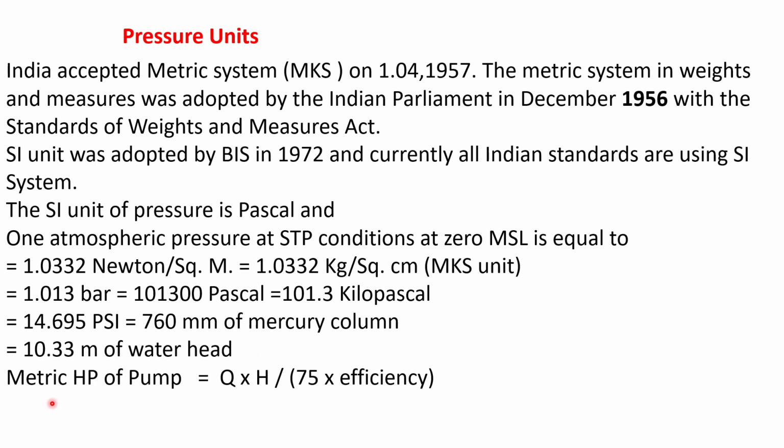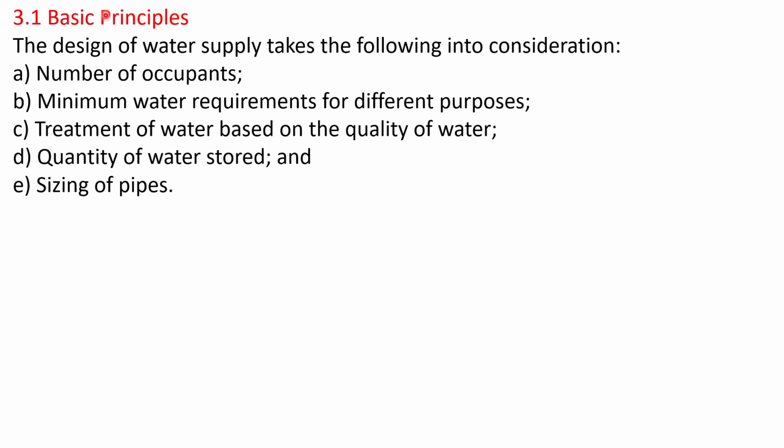And when we calculate metric HP of any pump, we use Q into H divided by multiplication of 75 with efficiency. The basic principles with respect to water supply are: the design of water supply takes the following into consideration: number of occupants, minimum water requirement for different purposes, treatment of water based on the quality of water, quantity of water stored, and sizing of pipes.